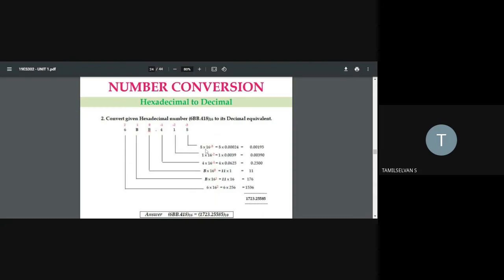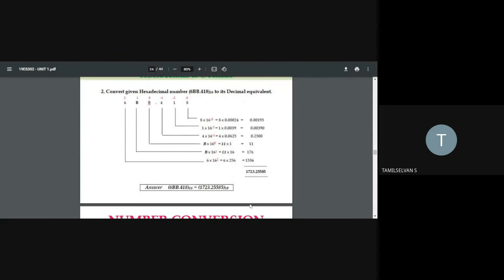So 8 into 16 power minus 3, 1 into 16 power minus 2, 4 into 16 power minus 1, and B into 16 power 0. B stands for 11, so 11 into 16 power 0 means 11 into 1. The same methodology has to be followed for all the inputs. So finally I get 1723.25585 as the decimal equivalent number for the hexadecimal number 6BB.418.